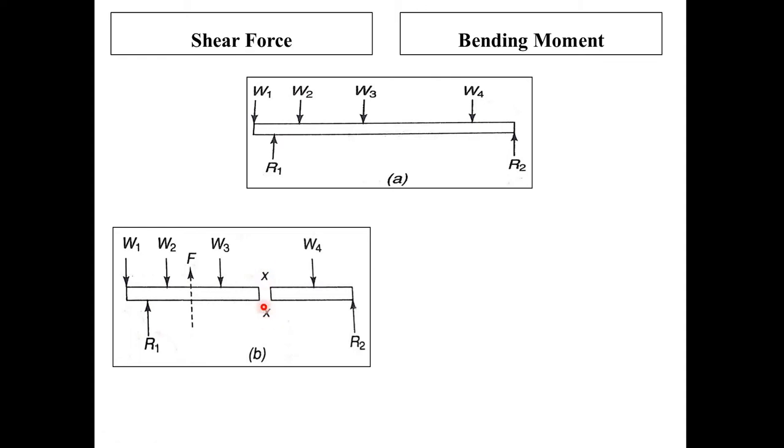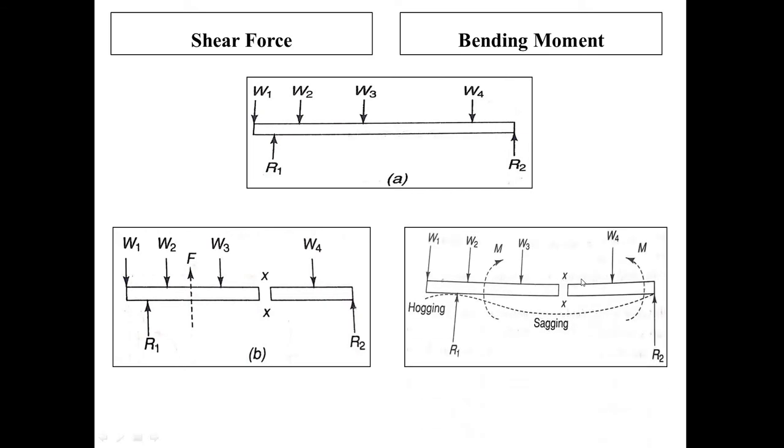X X is the section being taken, and you have to take either the left hand side or the right hand side of the section. If you take the left hand side of the section, all the forces W1, W2, W3 and R1, if you combine and get the resultant, that will be F. This will try to lift this particular portion of the beam in the upward direction, and the combination of these two will be in the downward direction. So the net result will be to cut the beam at the section XX. That is the action of shear force.